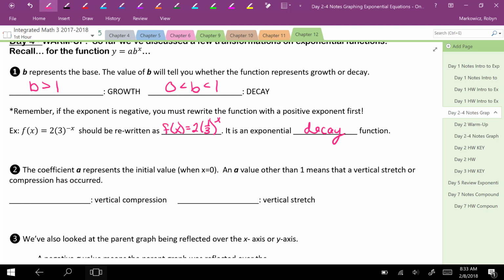No. You could look at it and say, oh, okay, well, I would originally say the B is 3. That would tell me growth, except for I have the negative. Remember, whenever you have a negative, you need to think opposite.